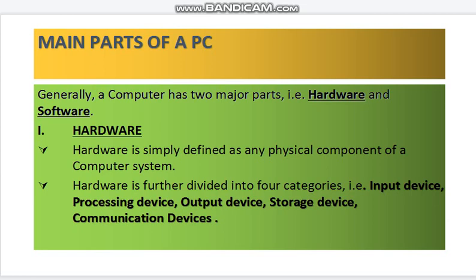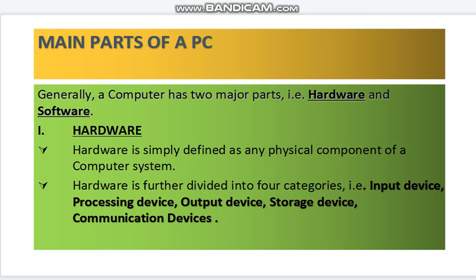Hello, let's talk about the main parts of a PC. A PC is a personal computer, so we are talking mainly here about microprocessors. A computer has two major parts. The first one is hardware and the second one is software. So we'll discuss one by one.